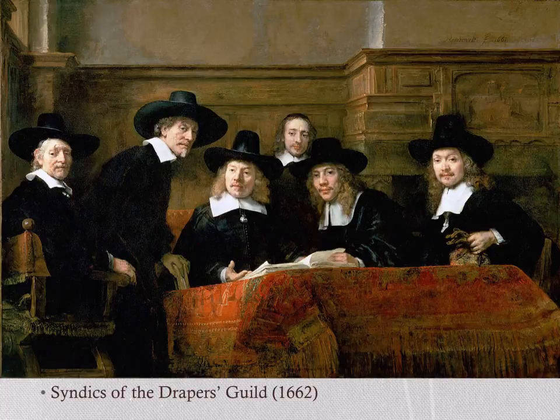This is called the Syndics of the Drapers Guild. These are the guys in charge of the drapers, or the cloth guild, whose job it was to assess the quality of cloth. If you were selling cloth as part of the guild, you had to have it approved as being of a certain quality, and when it was approved, you knew that you weren't getting ripped off. You knew you were getting what you paid for.